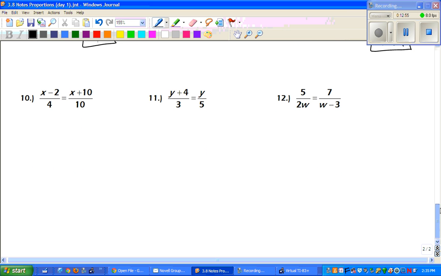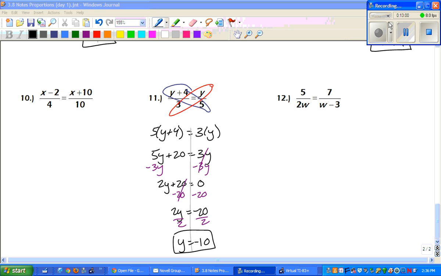Alright, 11's the last one. Go ahead and pause the video and try it out for yourself. Okay, and there you go. So, cross multiply. 5 times y is 5y, 5 times 4 is 20, and 3 times y is 3y. I got my variables all on the one side. Started following SADMAP, subtract the 20, and then divide by 2. Final answer, y equals negative 10.